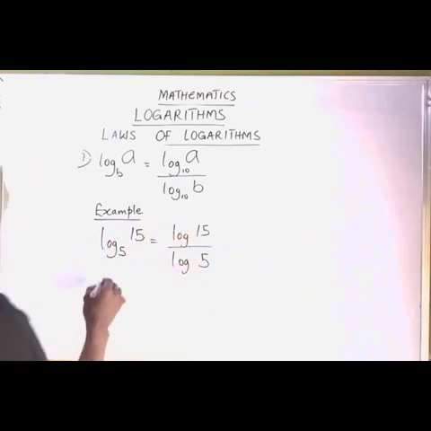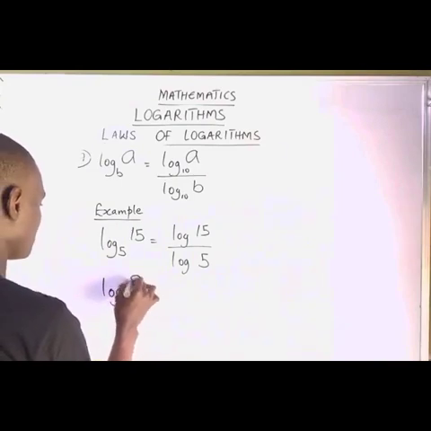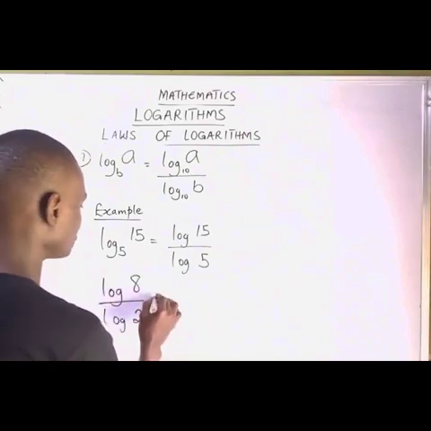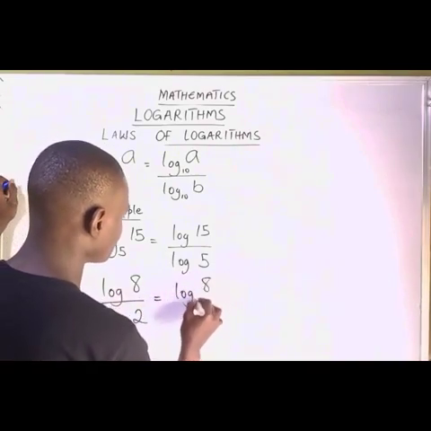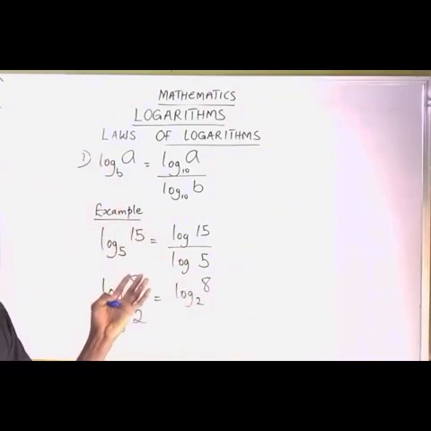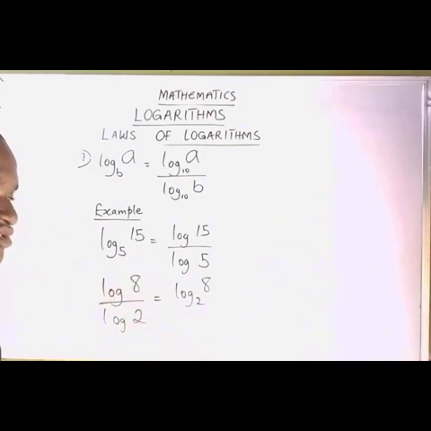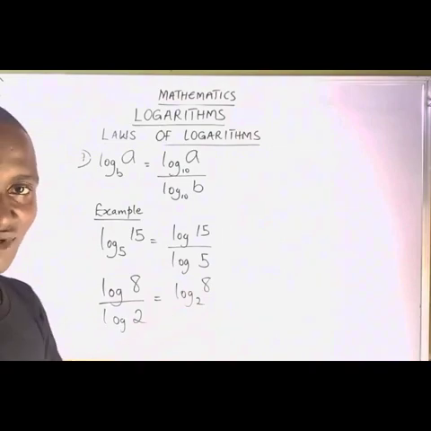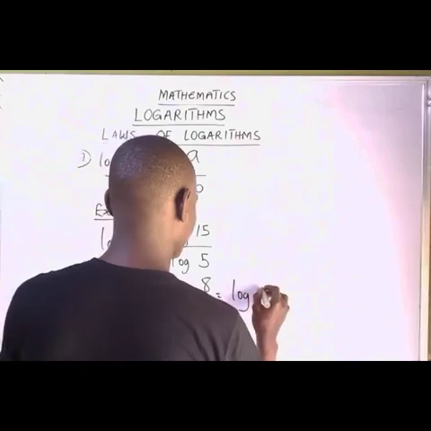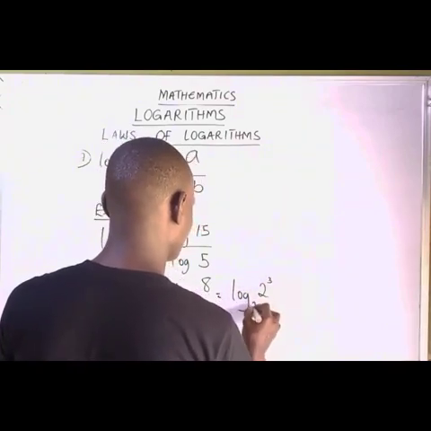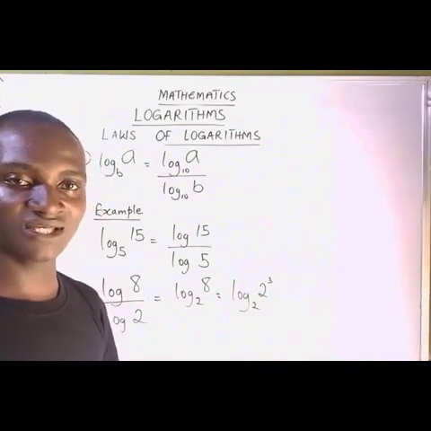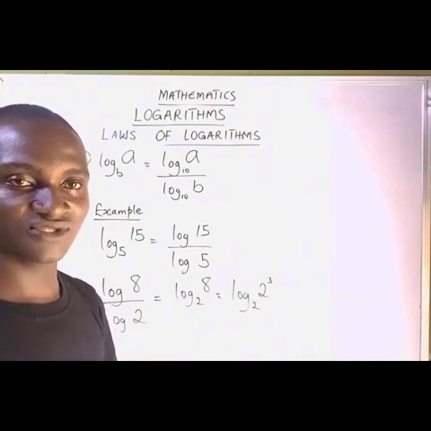If you also have the logarithm of 8 over the logarithm of 2, you can transform this to the logarithm of 8 to the base of 2. Then you can now apply some other laws to evaluate this question. Let me just complete what you see here. This is going to become the logarithm of 2 to the power of 3 base 2, because I can write 8 as 2 to power 3. This is why it is very important that we know how to transform numbers to indices.